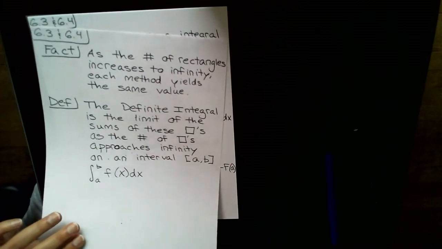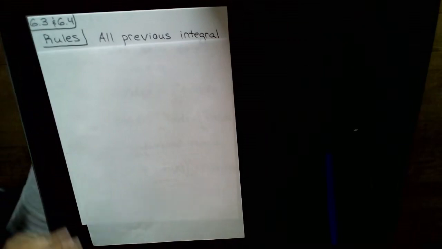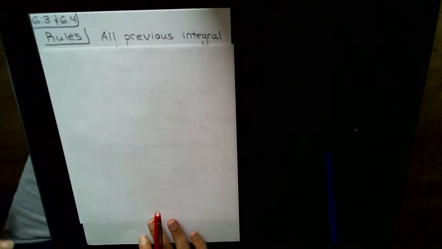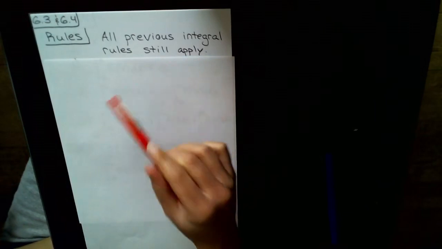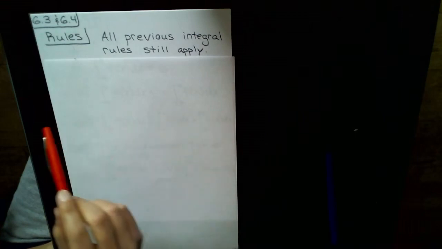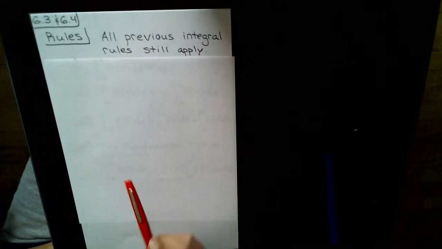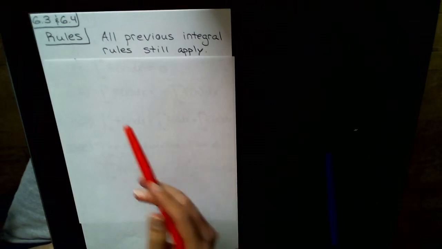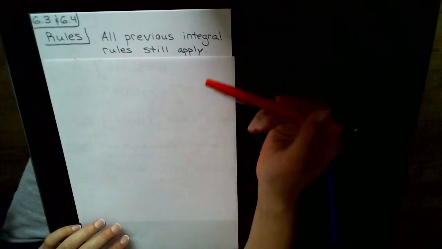So we need to make some more rules that apply to these definite integrals. First of all, we make note that all previous integral rules that we've mentioned in this course still apply to definite integrals. You can pull a constant that's being multiplied to the outside. You can multiply by a constant to the inside and its reciprocal to the outside, and so on. If you're adding or subtracting, you can break them up into two separate integrals being added or subtracted. You can use U substitution.